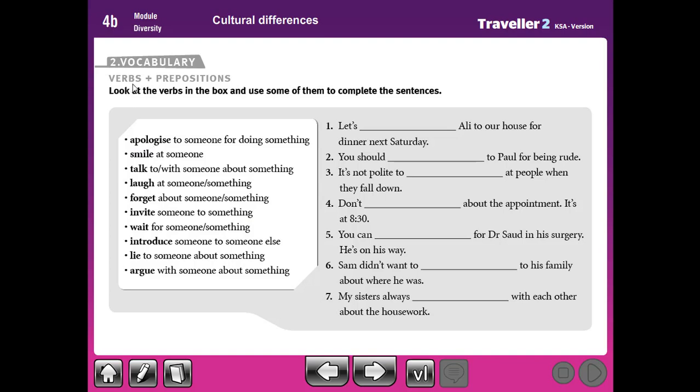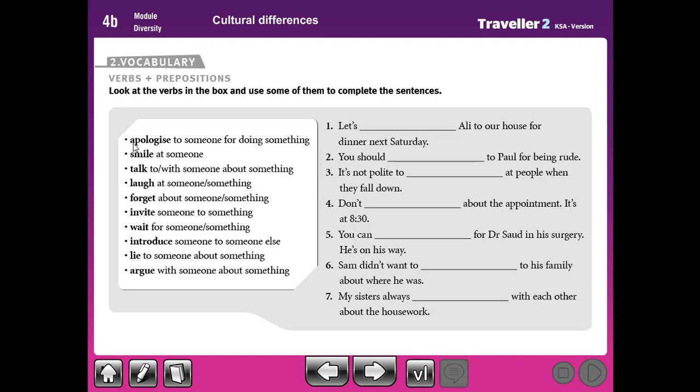Here we have verbs plus prepositions. All of these are verbs. They are followed by a preposition. What you have to do is to memorize the verb with the prepositions. So we can have 1 preposition or 2, right?